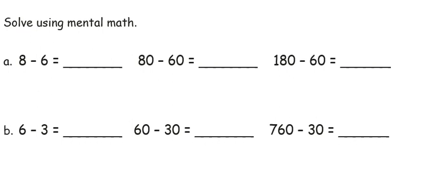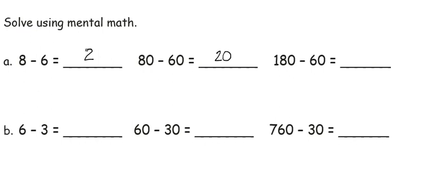If I look at my first row of problems, I'm going to start with 8 minus 6, which is basically 8 ones minus 6 ones, which leaves 2. Here I have 80 minus 60, and I can look at that as 8 tens minus 6 tens. That would leave 2 tens, or 20.